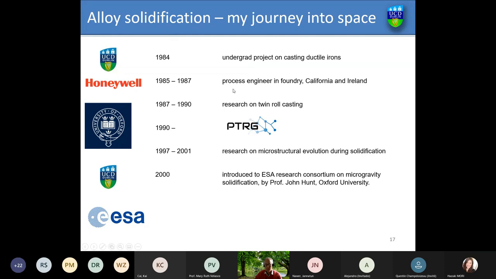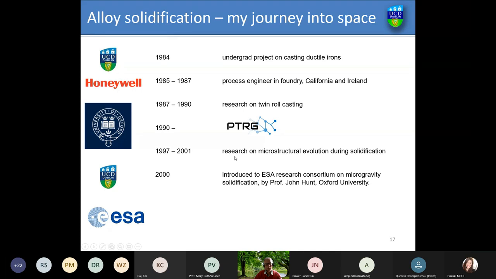And here I became all too familiar with casting defects and things that can go wrong in solidifying metals. I moved on then to Oxford to do research on twin roll casting for my master's degree. Then I set up the phase transformation research group back in University College Dublin, working on developing casting processes and experimental and computational research on alloy solidification and phase transformations in general.